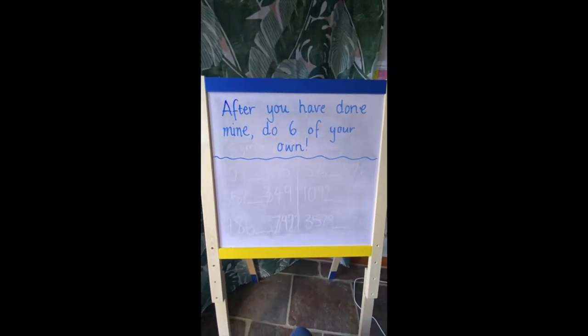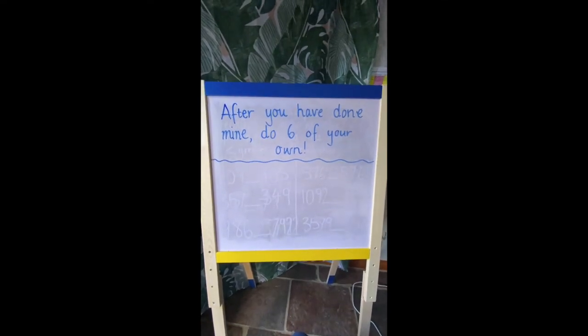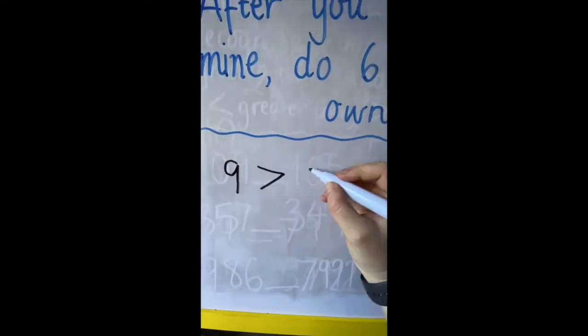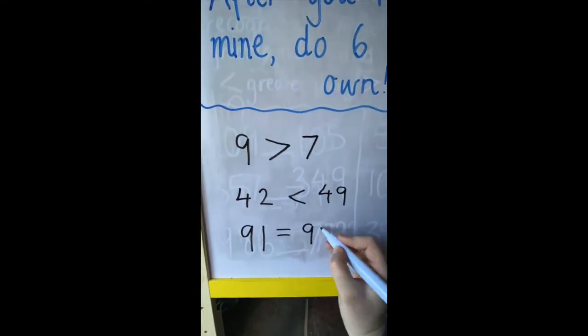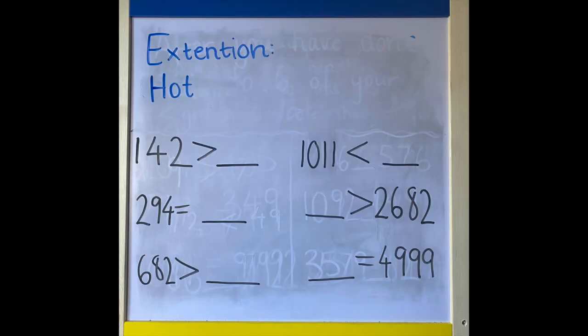After you've done mine, do 6 of your own. If you want to be challenged, have a go at doing these ones. Fill in the blanks to make sure that the answer is correct. You need to double check that you've got a greater than or less than number where the symbol is shown. Pause this video here and write down the numbers.